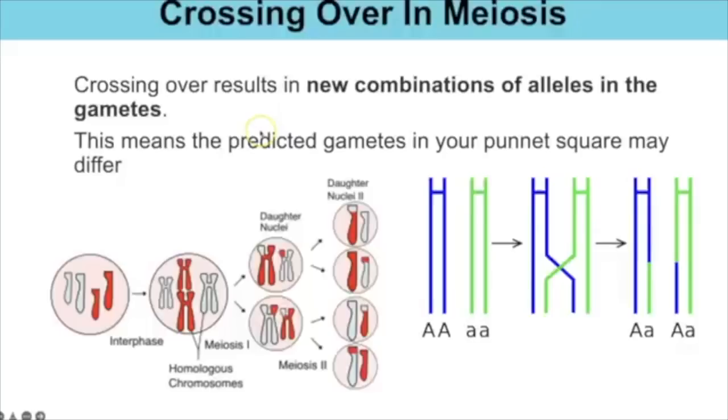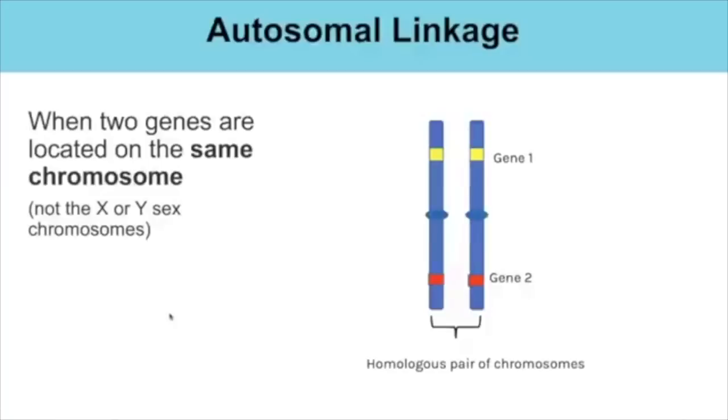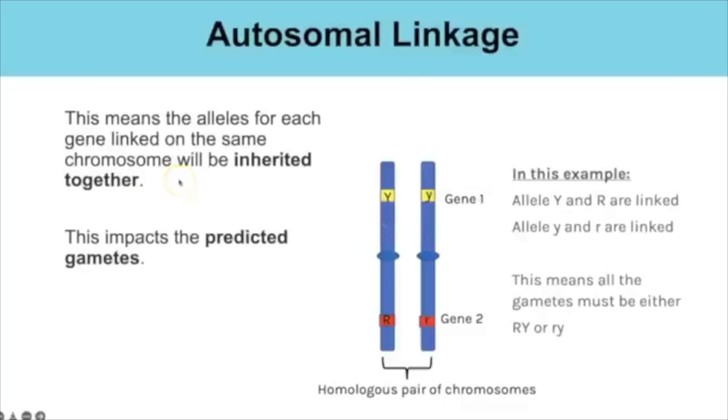So that means the predicted gametes that we had in our Punnett square may actually differ. Autosomal linkage is when 2 genes are located on the same chromosome, but it won't be the X or Y chromosome. So we can see here we have gene 1 is found on the same chromosome as gene 2. And this is showing us the homologous pair of that particular chromosome. So what this means is that the alleles for each gene are linked on the same chromosome.